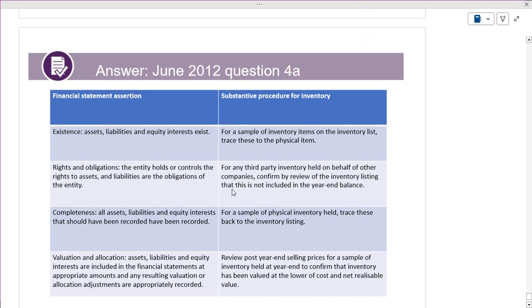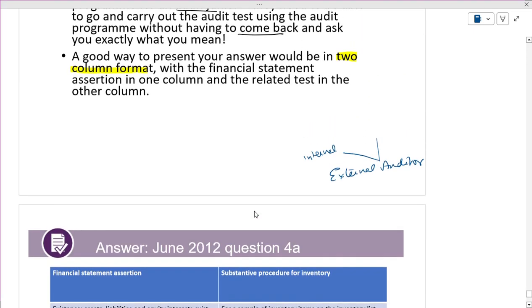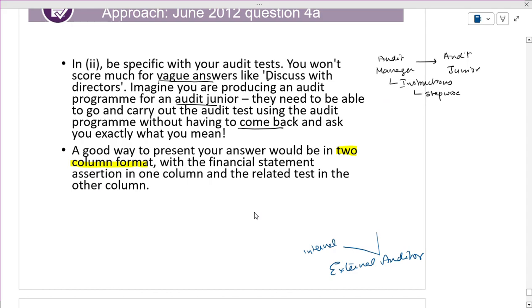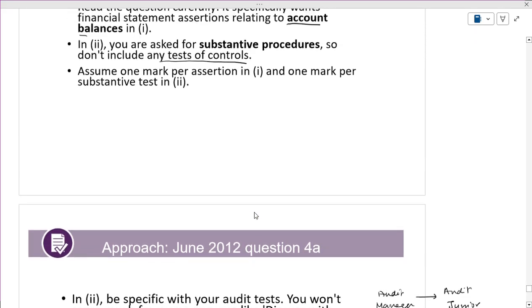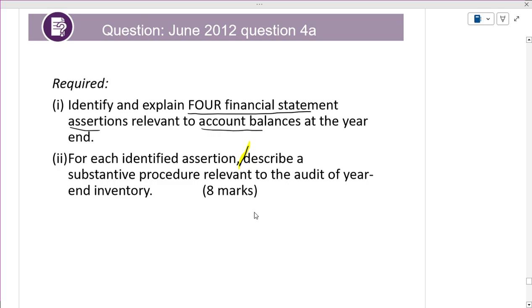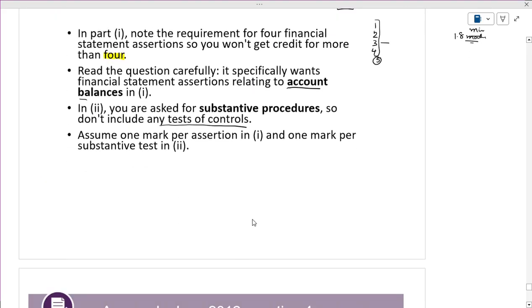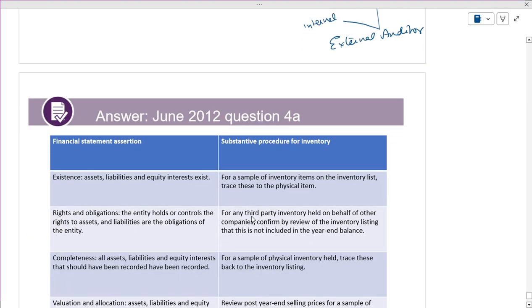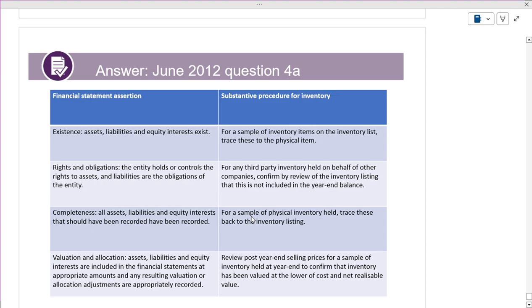See, what is the suggested answer? What is the second question? For each identified assertion, describe a substantive procedure relevant to the audit of the year. Okay. For each assertion, there is a substantive procedure.